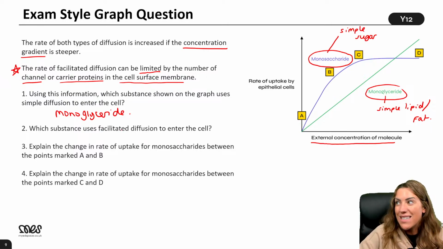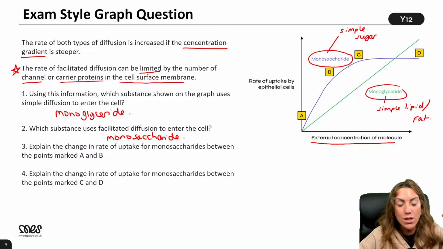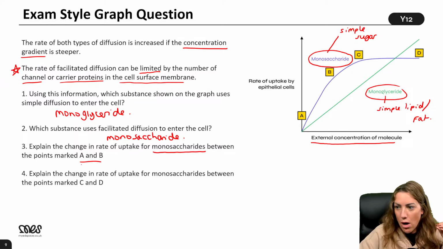But which substance uses facilitated diffusion? That has to be the monosaccharide. Can you see how it plateaus? It gets faster to begin with, but something is limiting the rate of uptake. Now, explain the change in the rate of uptake for the monosaccharide, which is the purple line, between the points marked A and B. I was going to describe it and say, as you increase the external concentration, the rate of uptake increases. But that would be describing it, wouldn't it? How are we going to explain it?